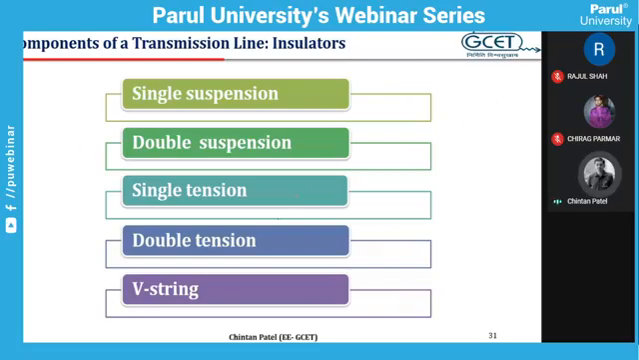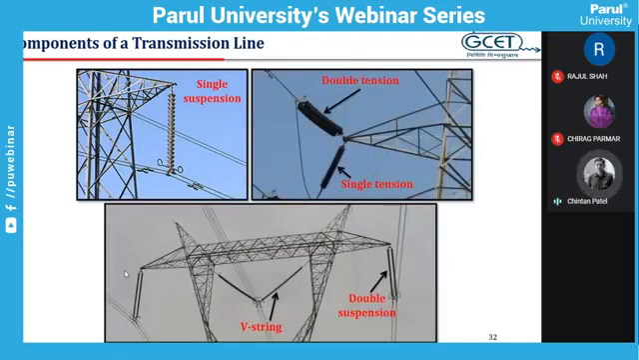Single suspension, double suspension, we have already discussed. There is also single tension, double tension, and V string. So all these 5 types of insulator strings I have put in a single slide. So you can see this is a single suspension tower or insulator string.